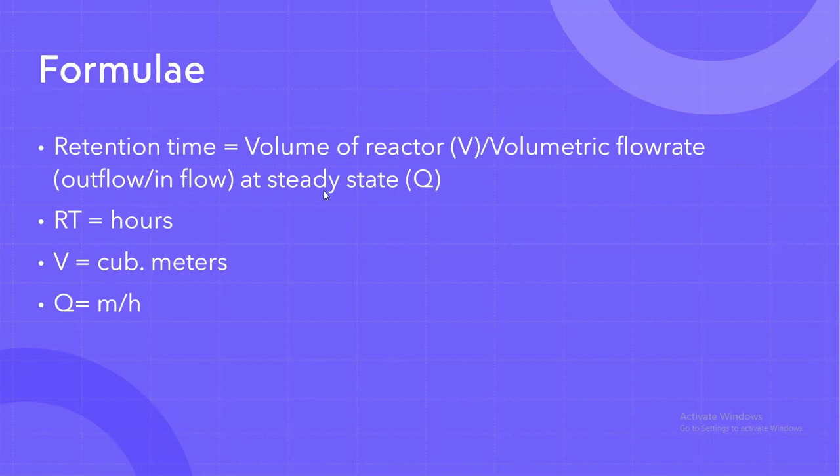At steady state, we mean the amount of the liquid in your vessel doesn't change with time, and you can actually control that using a sight glass to say we are maintaining our level at this point. So plus or minus, the volume within that vessel is not changing with time. So RT is our retention time in hours. Then V is our volume of the vessel in cubic meters. Then Q is our volumetric flow rate, let it be outflow or inflow, in cubic meters per hour, sorry.